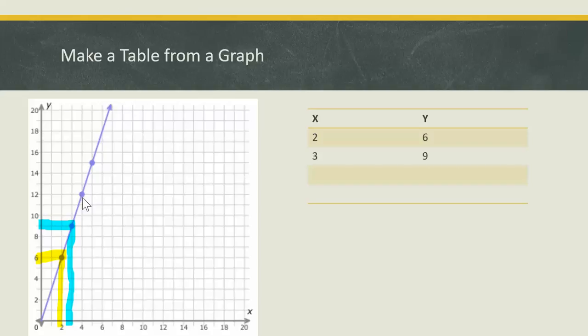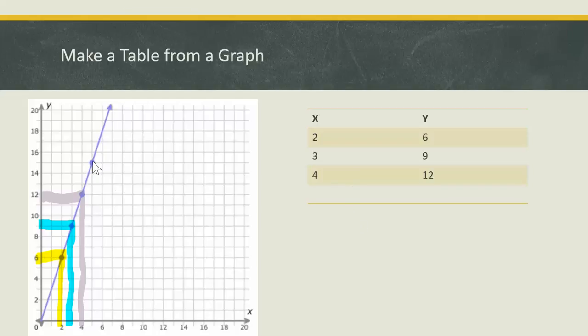I'm going to go ahead and draw the lines for this third point. Take a minute to see if you can figure out the coordinates. You can hit pause if you need a minute to think about it. So that dot is over to the 4, up to the 12. My point is 4, 12.